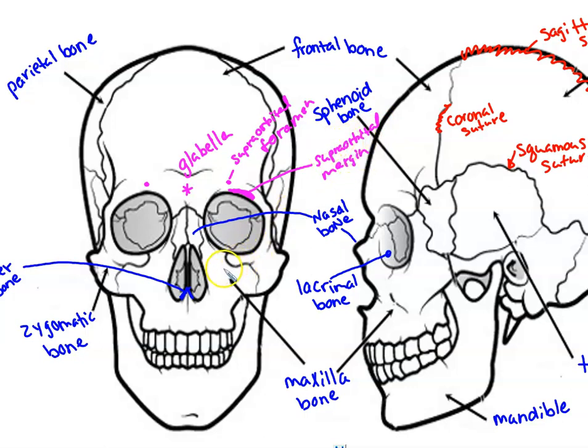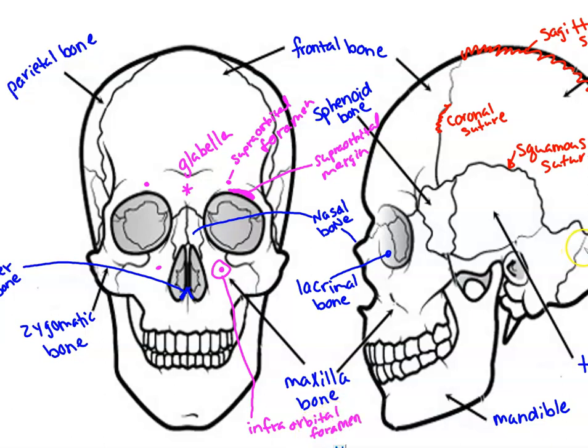And then let's put these holes here. They're actually in the maxilla bone. So I'm going to circle it, and I'm running out of room. So this is the infraorbital foramen.